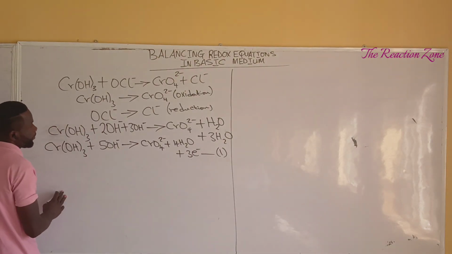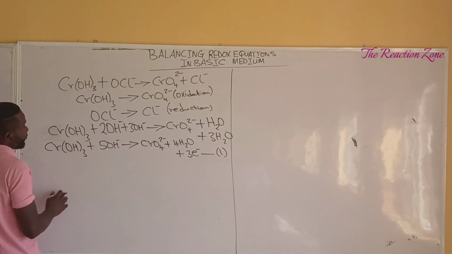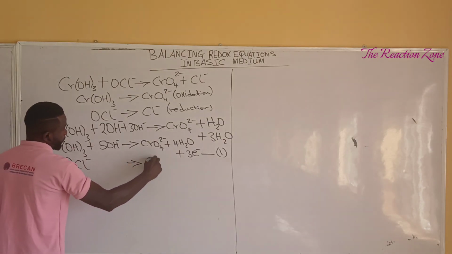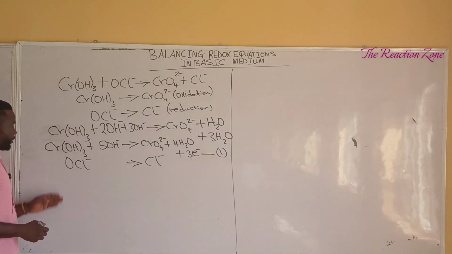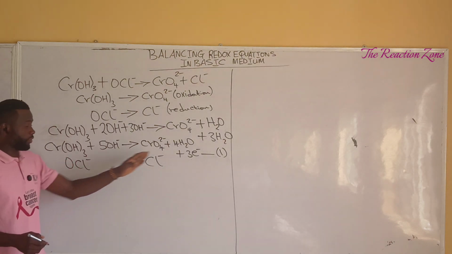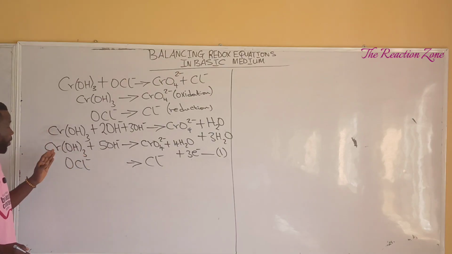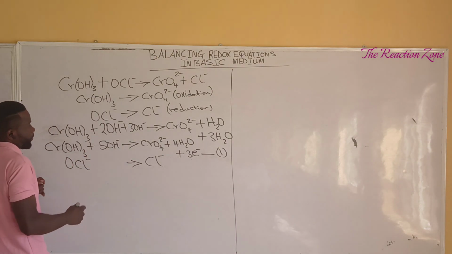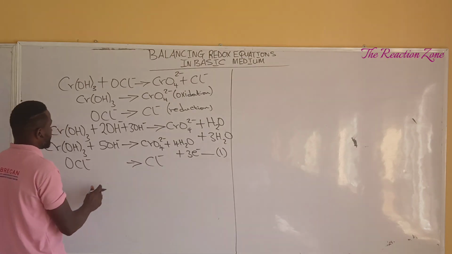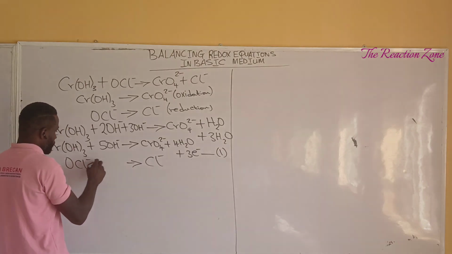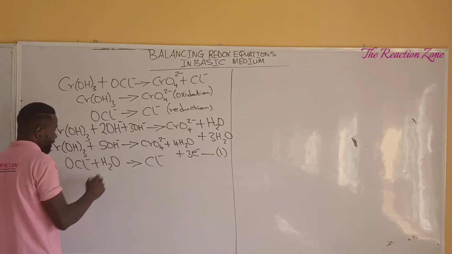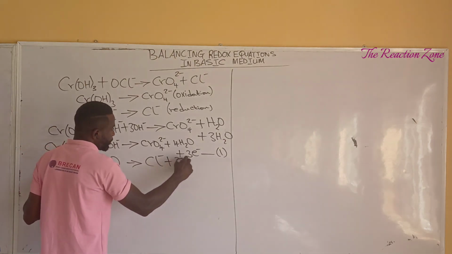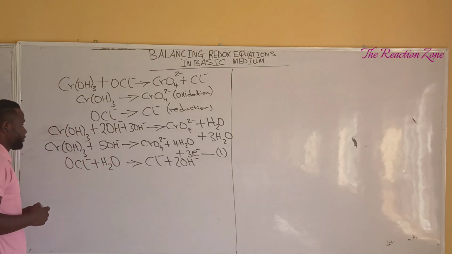Coming to the second half equation, the reduction half equation, we have OCl⁻ to give us Cl⁻. There is 1 oxygen atom here, there is none here. So there is an excess of 1 oxygen atom here. So what that means is that we are going to add 1 molecule of water to this side where there is an excess, and then add 2 OH⁻ to the other side.